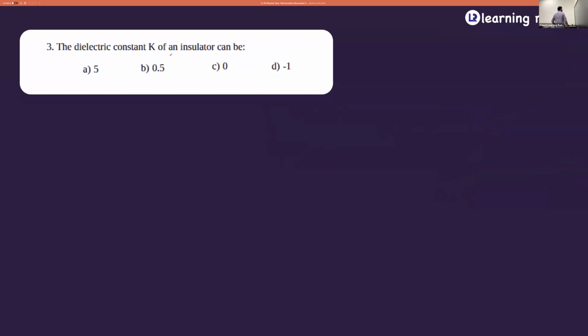So the dielectric constant K of an insulator can be. Now you know what the dielectric constant is, right? We can also call it relative permittivity, which is defined as epsilon divided by epsilon naught. So what can be the values of K? It will be greater than 1 because the permittivity of any medium is always greater than the permittivity of free space. So when the numerator is greater than the denominator, none of these values will match. You can make a note of this: epsilon is always greater than epsilon naught. This is the reason for it.